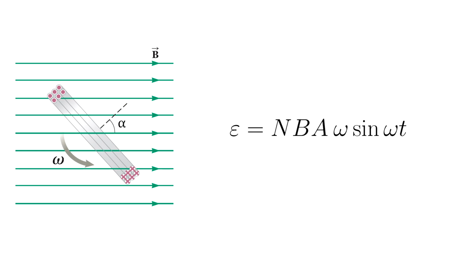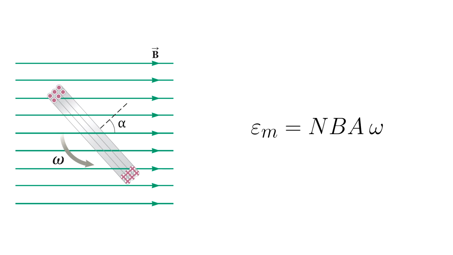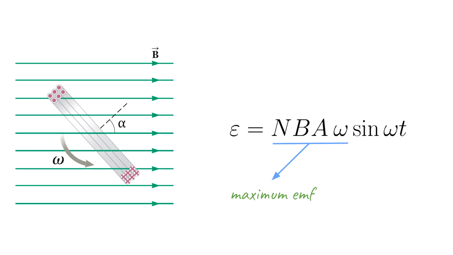The expression before the sine function, N times B times A times omega, is the maximum amount of EMF. So the maximum EMF of an electric generator can be found by this equation. From the equation, we know that the maximum EMF occurs when the angle is 90 degrees, that is, when the loop of wire is parallel to the magnetic field lines.